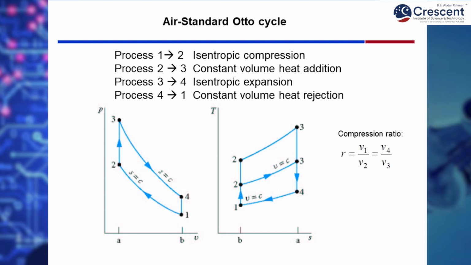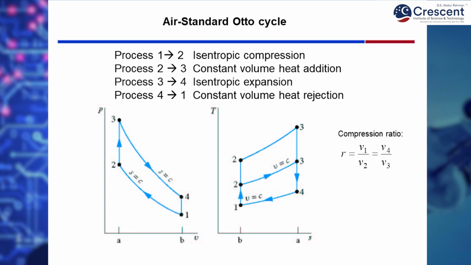The same processes are explained in the TS diagram also. For 1 to 2, where entropy is constant, we can see a vertical straight line. 2 to 3 is a heat addition process where temperature rises, which you can see from the diagram. So, there is a rise in temperature. And 3 to 4 is an isentropic expansion, where again entropy is constant, a vertical straight line going downwards, and 4 to 1 is a heat rejection process happening at constant volume.